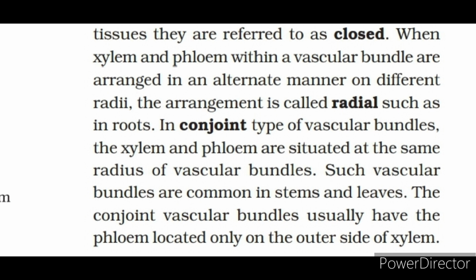When xylem and phloem within a vascular bundle are arranged in an alternate manner on different radii, the arrangement is called radial, such as in roots. In conjoint type of vascular bundles, the xylem and phloem are situated at the same radius of vascular bundles. Such vascular bundles are common in stems and leaves. The conjoint vascular bundles usually have the phloem located only on the outer side of xylem.